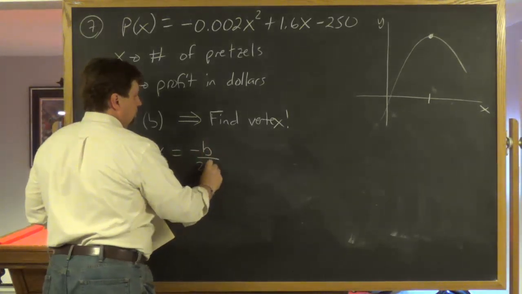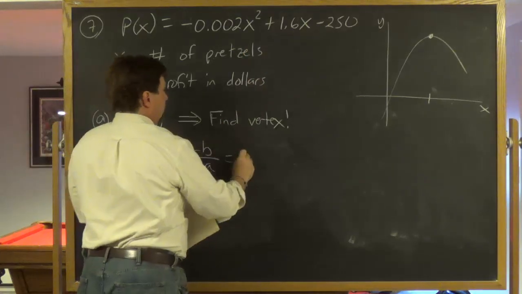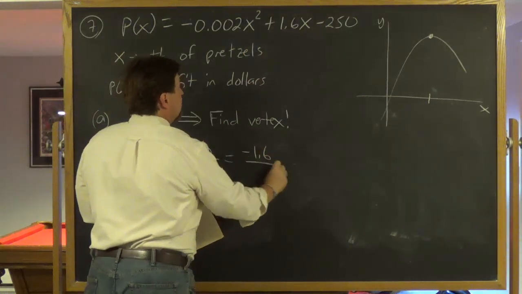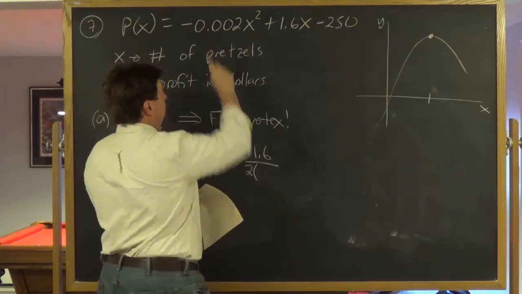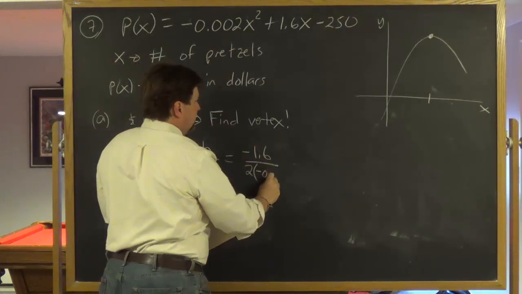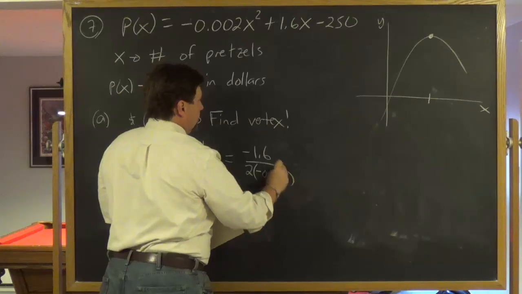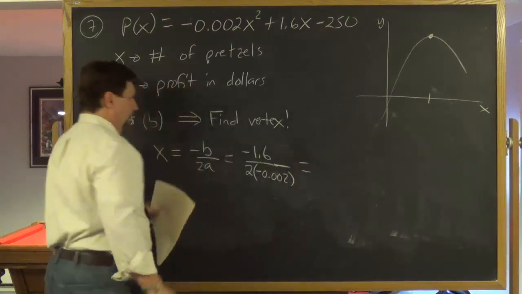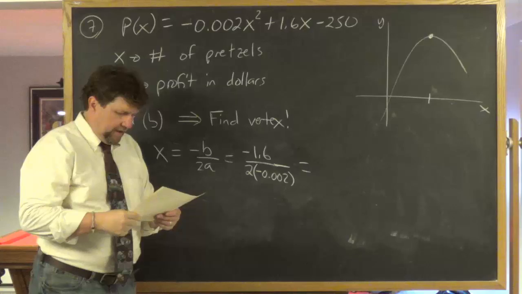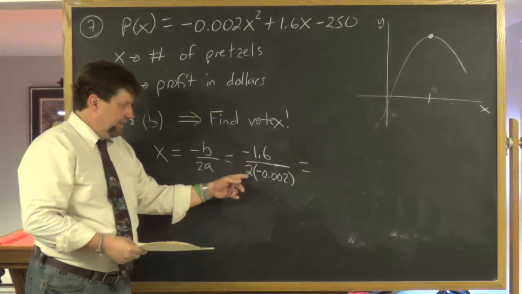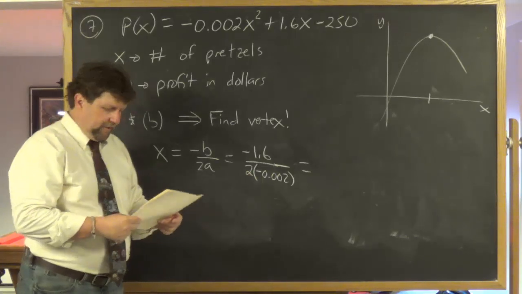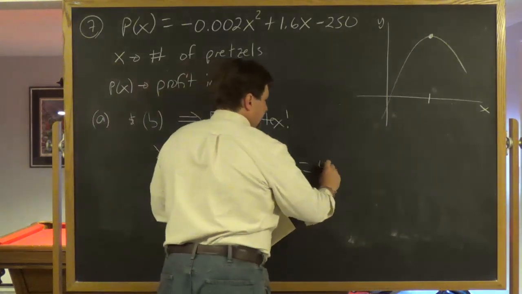Negative b over 2a. So that's negative 1.6 over 2 times negative 0.002. And yes, I'm going to use a calculator here. When I do this, negative 1.6 divided by 2 times negative 0.002, I get x is 400.